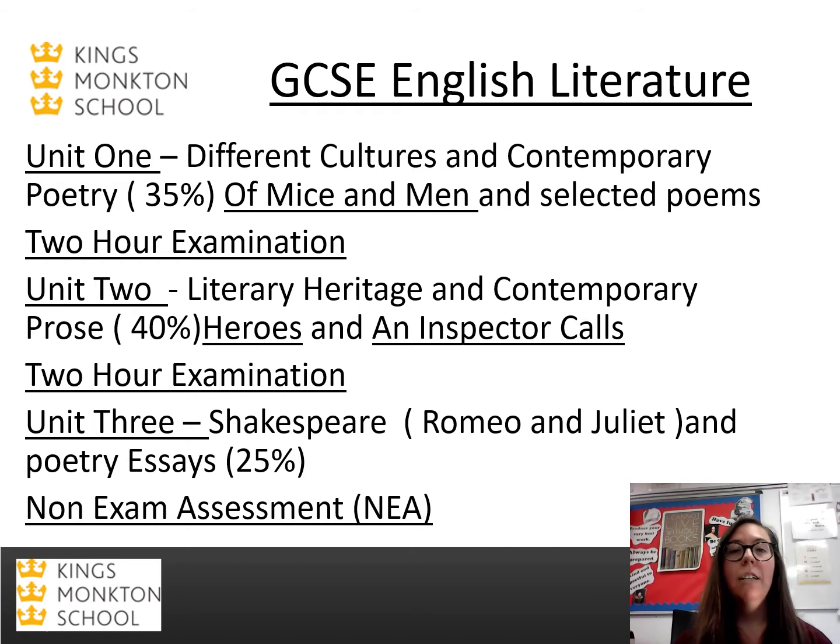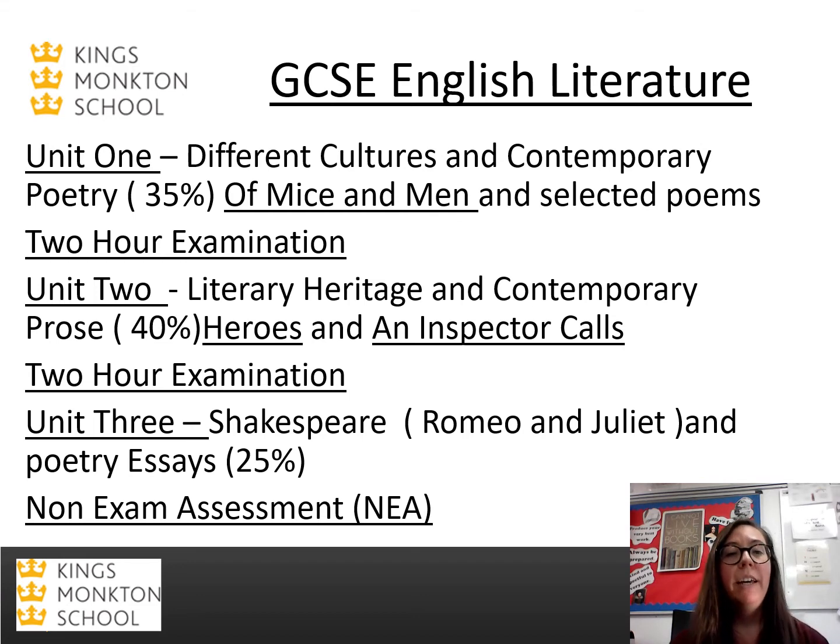Unit 2 is the second part of the exams, and it is worth an overall of 40%, and that is the literary heritage and contemporary prose. So this is where pupils will be studying 2 texts, and the exam will be based on 2 texts, which are Heroes and An Inspector Calls. Again, very similar to Unit 1, it is a 2-hour examination. This examination will take place at the end of Year 11.